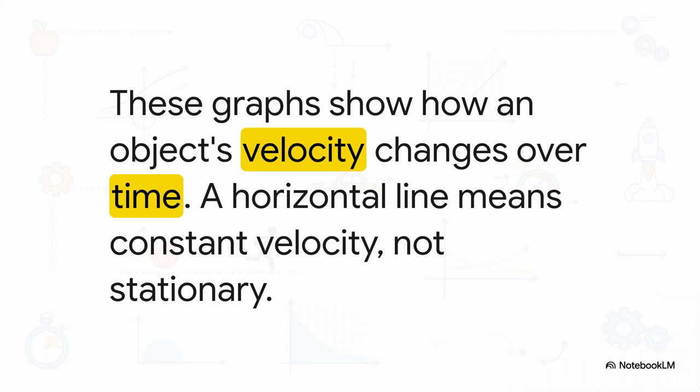But what about a velocity time graph? Now this is where things get a little more interesting, and it's where people can get caught out. Notice the axes have changed. We've got velocity on the y-axis now. And that means a horizontal line does not mean the object is stationary anymore.